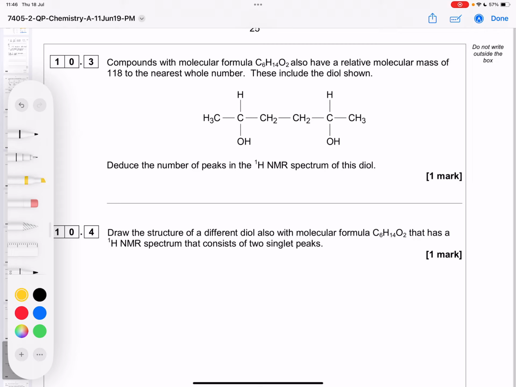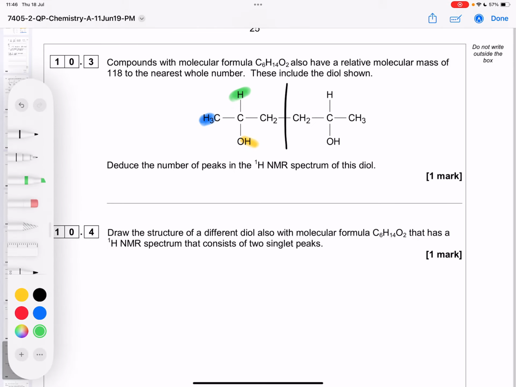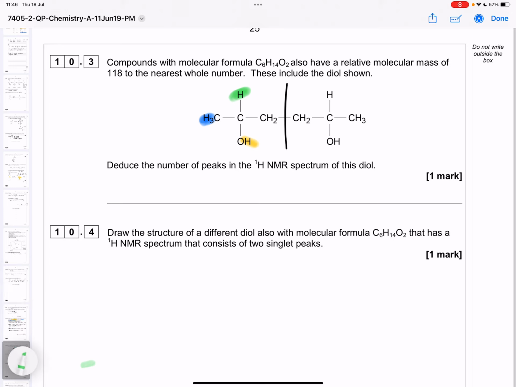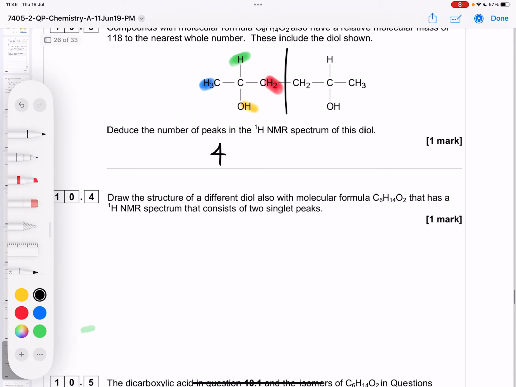So it's symmetrical about this midpoint, so we only need to look at 1/2. So we've got the OH, we've got the CH3s, we've got this H, and then we've got one more type. This type here. So it looks like we've got 4 different types of proton.